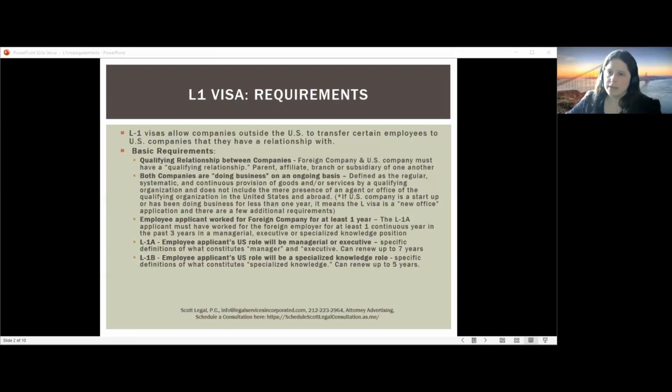For the L1B, this is for applicants who are coming to the United States to fill a specialized knowledge role. Again, there is a very detailed definition of what counts as a specialized knowledge employee. So it's very important to be able to support the argument that this person really qualifies as a specialized knowledge employee. And people coming in this role can renew their visa for up to 5 years.